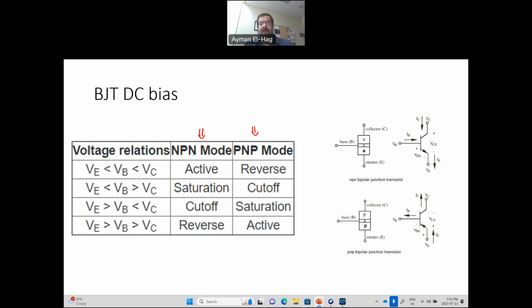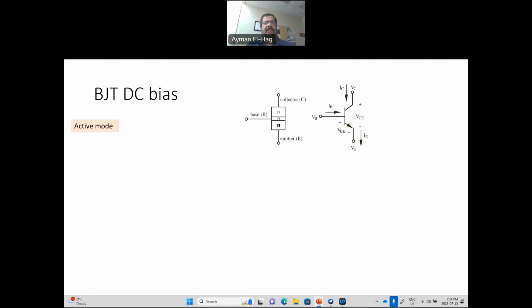So for example, if it's an NPN transistor, we assume that it's in active mode. If VC is more than VB, which is more than VE, then our assumption was correct. If not, then we assume saturation. So it's basically between active and saturation. Let's see how to handle this. This is an NPN transistor. As I said, for the PNP transistor, everything is the same, but the polarity and the current direction are reversed. So assume that we start with an active mode.